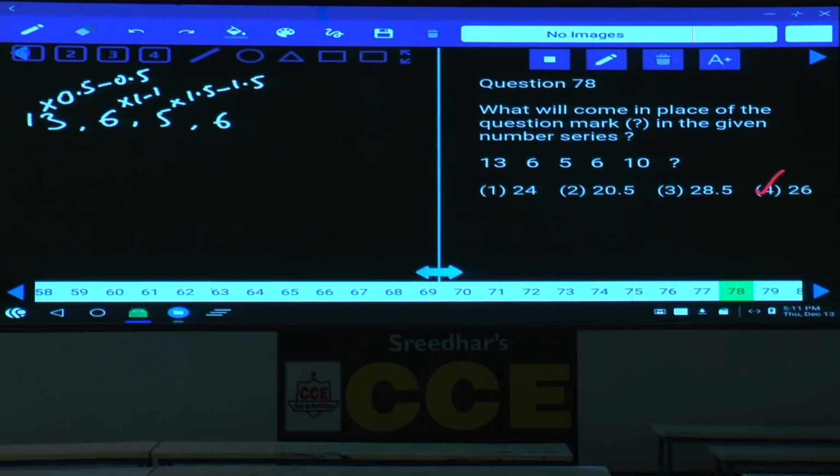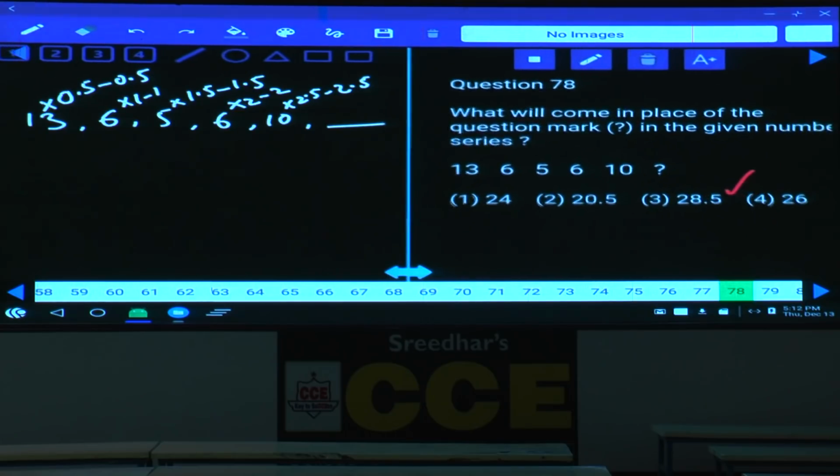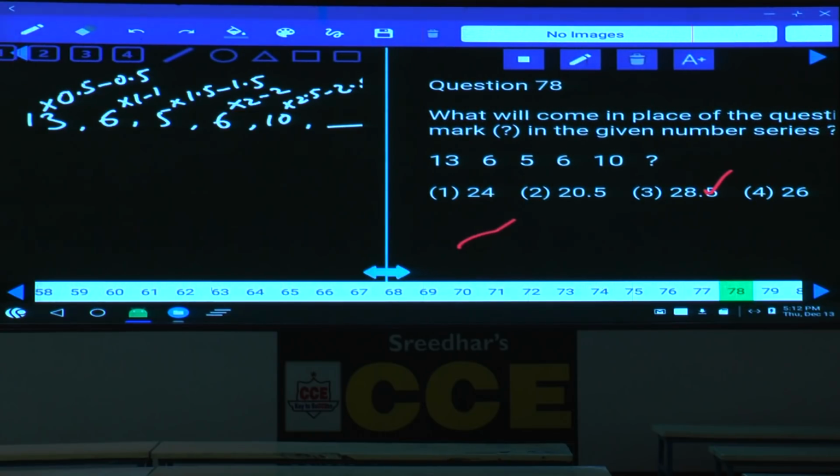Next one, 6 into 2, 12 minus 2 is 10. Next one, 10 into 2.5 minus 2.5. Now 10 into 2.5 is how much? 30. 30 minus 2.5 is how much? 27.5. Now 27.5, that is given in which choice? Is there any choice like 27.5?